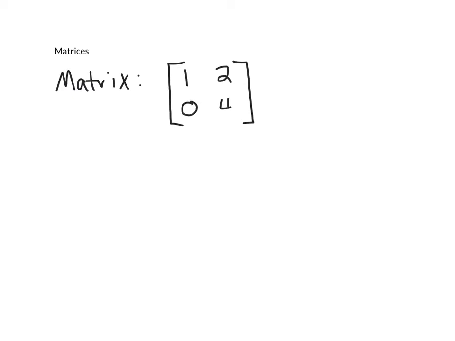So the plural is matrices, but just one of them is called a matrix. And so what is a matrix? A matrix is simply a collection of numbers in a rectangular arrangement, sometimes called an array. So for example, we could have a matrix with the numbers 1, 2, 0, 4. And what you'll notice is that this particular matrix has 2 rows and 2 columns. So we have what's called a 2 by 2 matrix.